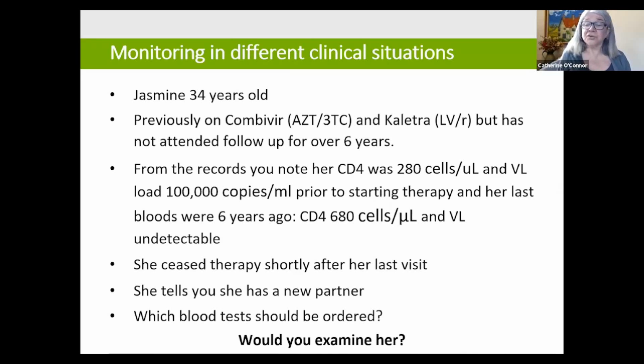From the records, you note that her CD4 count was 280 cells per microliter and viral load 100,000 copies prior to starting therapy. And her last bloods 6 years ago was 680 cells per microliter and viral load was undetectable. Jasmine tells you that she stopped her therapy shortly after her last visit 6 years ago. She now has a new partner, and we're wanting to think about which blood tests we'd order.